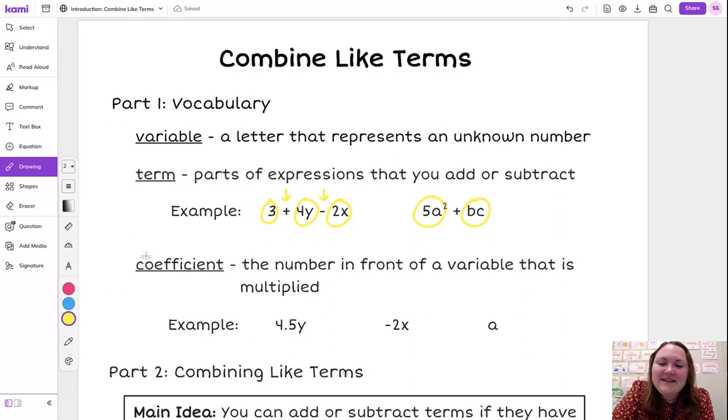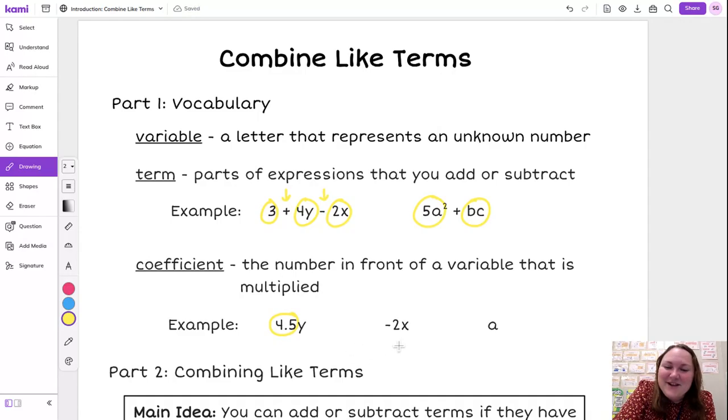Another word you are going to hear in this lesson is the word coefficient. Coefficient is the number in front of a variable, and we learned in that first lesson that when you see a number in front of a variable, it means multiplication. So for example, 4.5y means 4.5 multiplied by y, and the coefficient here is the 4.5. That is the number in front.